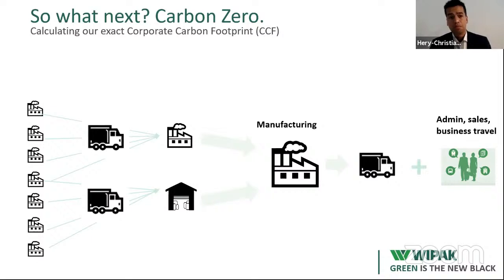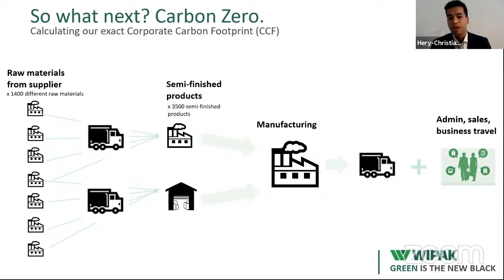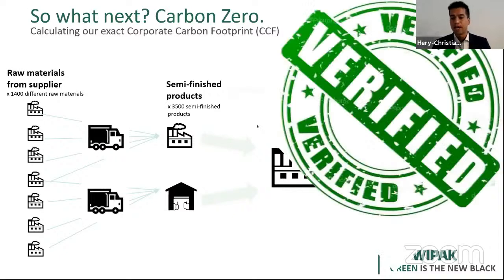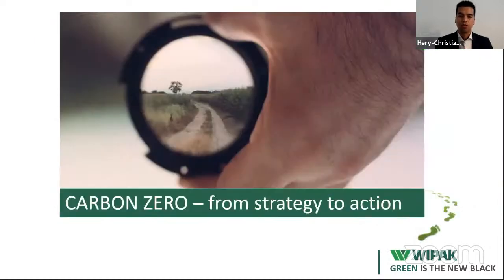And this was not without complexity, may I add. We have 1,400 different raw materials that translate into 3,500 different semi-finished products. So this was quite a task, and it took us close to a year to break down the carbon footprint all the way to the product level. And of course, because we're not Boeing with their 737 MAX, we asked for third-party verification. So we have someone who verifies these for us so that we don't do that ourselves, and we can argue with confidence.